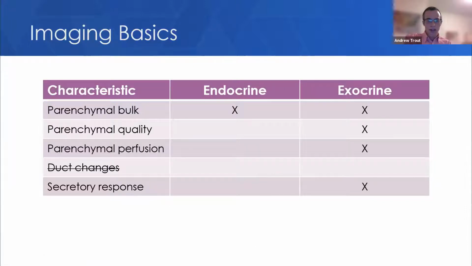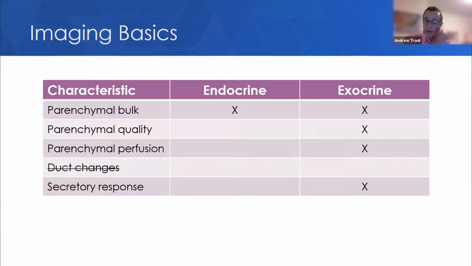So what are these various different things that we can assess or characteristics we can assess by imaging? What have they been linked to in terms of pancreatic function? So as was mentioned, parenchymal bulk, in other words, how much mass of pancreas you have, has been linked to both endocrine and to exocrine function. Parenchymal quality, which we'll talk about in more detail, in other words, how good is the parenchyma that you have, has been linked to exocrine function. Parenchymal perfusion to exocrine function as well.